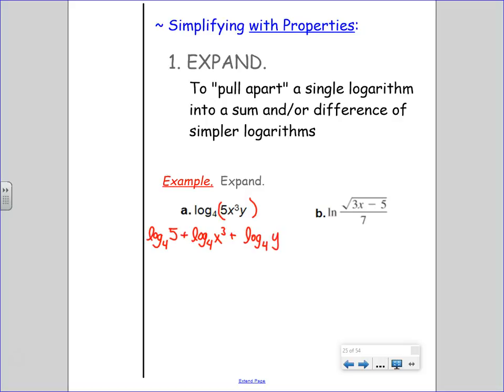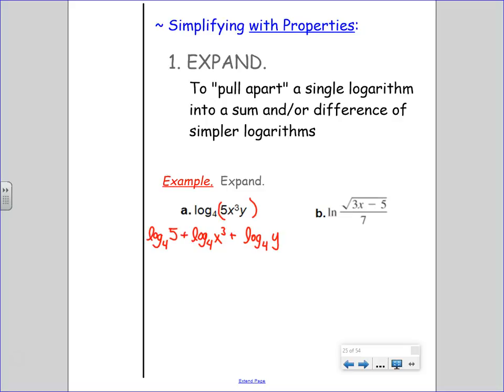What did I do? I used the product property and said, oh, every time there's a multiplication, I can add a separate, I can expand into a new logarithm. Same base, I keep the base the whole time. But I expanded it apart. Now, this argument was super complicated. 5 times x cubed times y. Now it's just 5, just x cubed, just y.